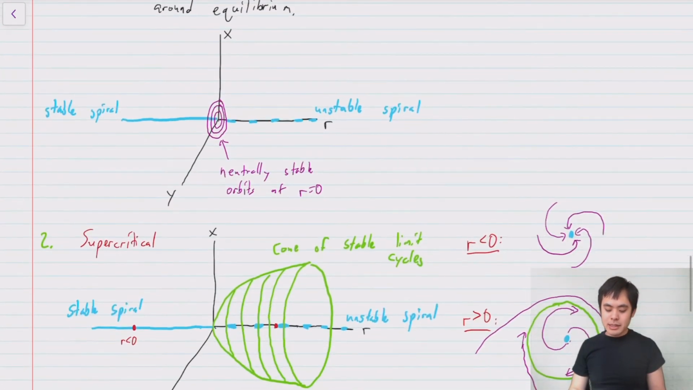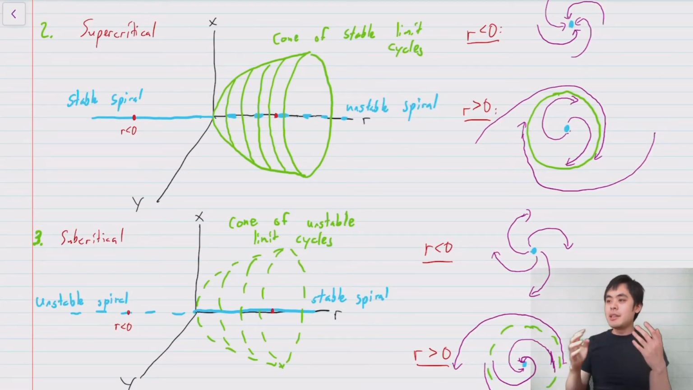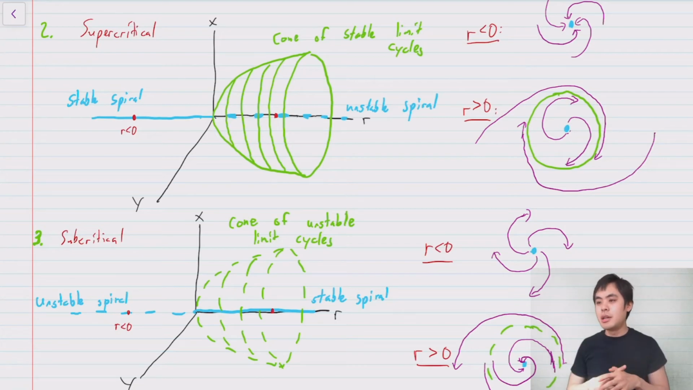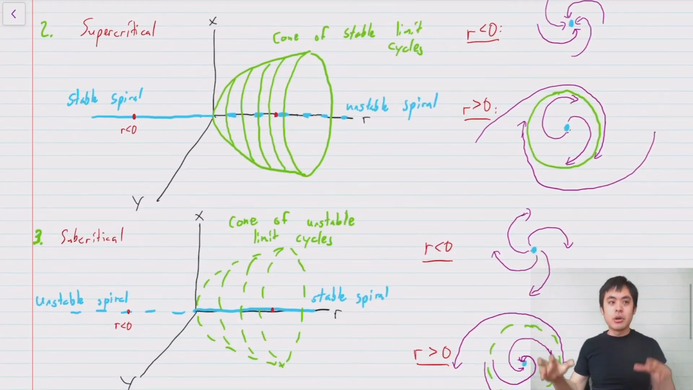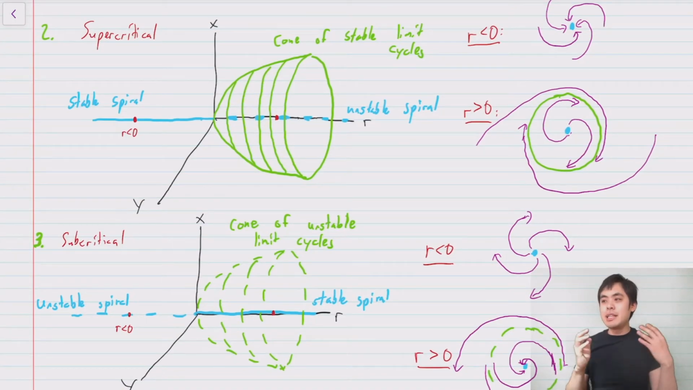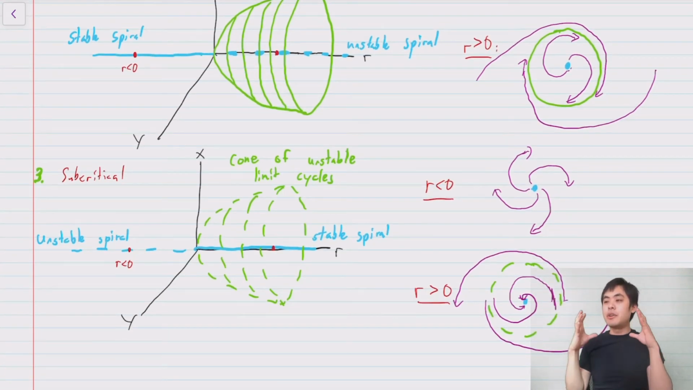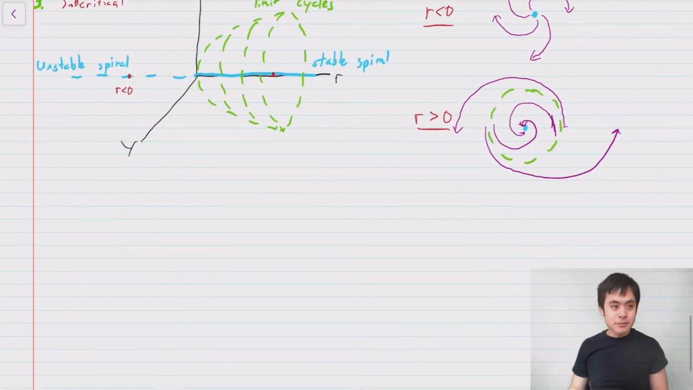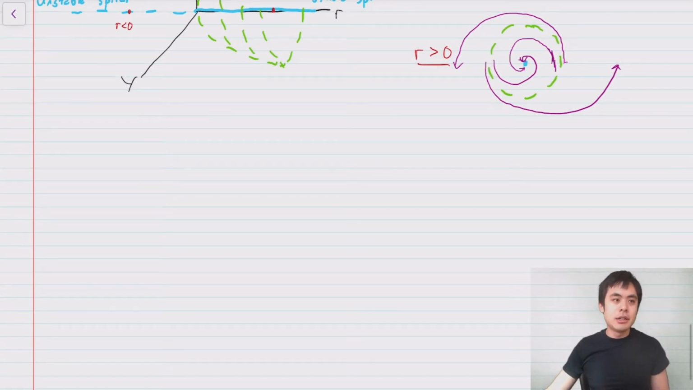And the key point here is that near the bifurcation point, you end up with some periodic solutions. Sometimes those periodic solutions are all at exactly r equals 0, so this is a degenerate case. But usually, what will happen is you'll end up turning a stable spiral into an unstable spiral and a cone of stable limit cycles, or an unstable spiral into a stable spiral and a cone of unstable limit cycles.